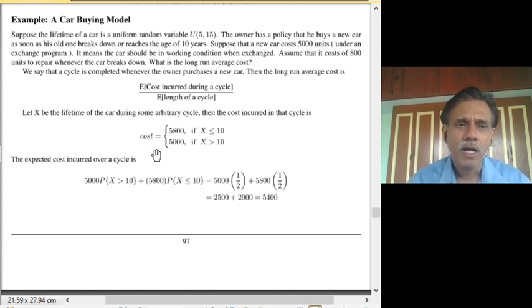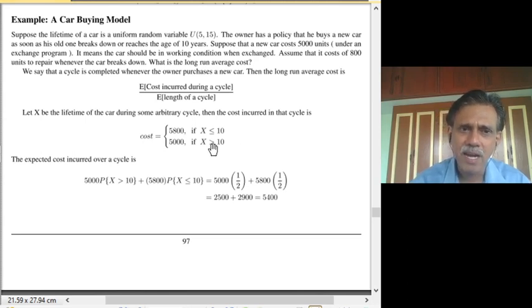Suppose X, the lifetime, means the time till the breakdown of the car. If X is less than or equal to 10, it means that before giving up the car, it breaks down. In which case, you have to repair it and then go in for an exchange program. So it is 800 plus 5,000, so it is 5,800. This will happen whenever X is less than or equal to 10.